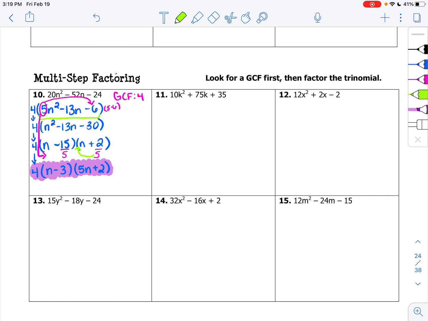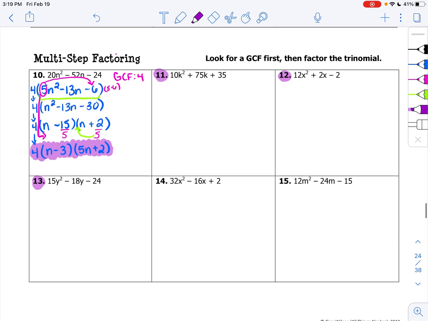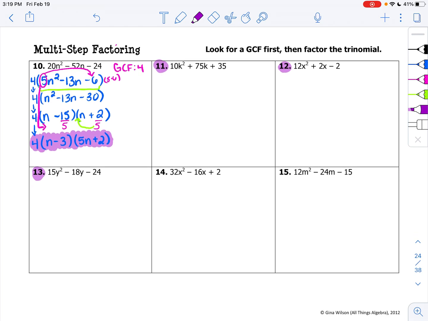Let's take a look at one more in our multi-step factoring. If you'll highlight numbers 11, 12, and 13, and let's take a look at 14. So 14, I can see it's a trinomial with a leading coefficient greater than 1, but I want to check for a GCF first. Between the numbers 32, 16, and 2, I know I have a GCF of 2. When I factor out that GCF of 2, what I have left inside the parentheses is 16x squared minus 8x plus 1.